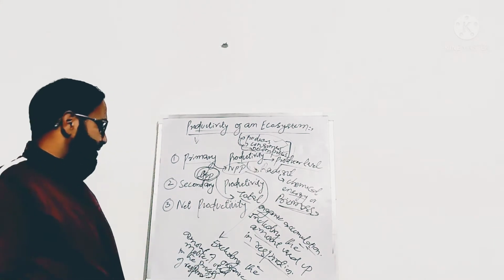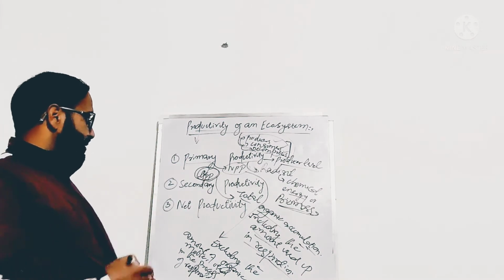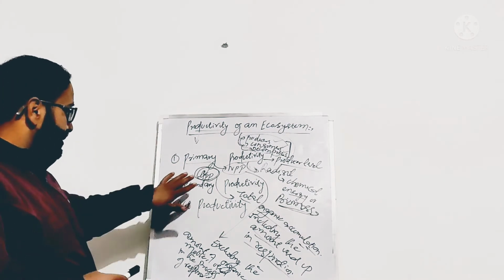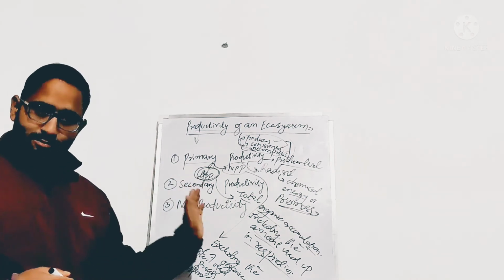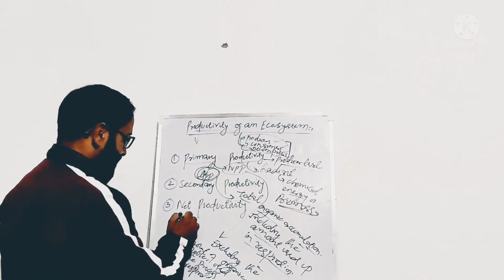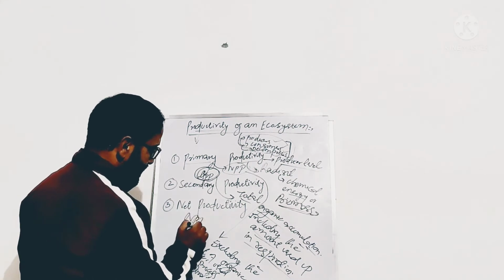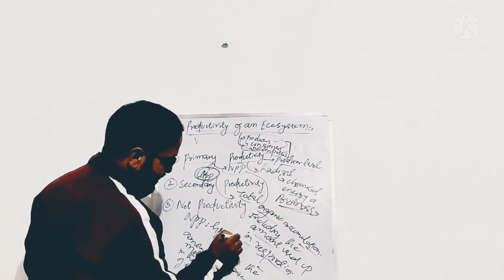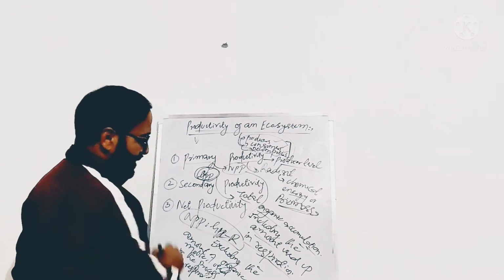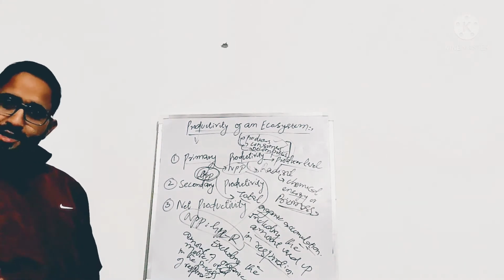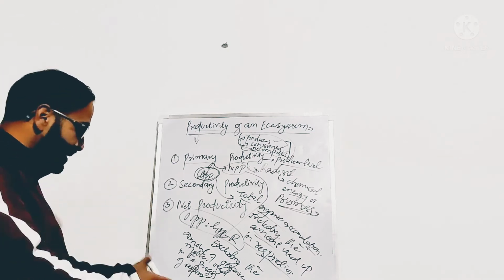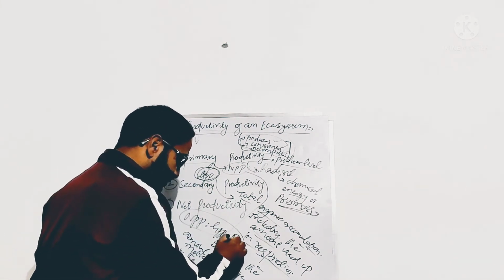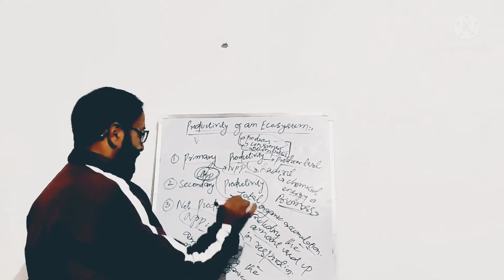Or we can say net primary productivity is gross primary productivity minus R. Net primary productivity is gross primary productivity minus R. R is energy. It is not respiration, it is energy used up in the process of respiration. Energy burned down in the process of respiration.